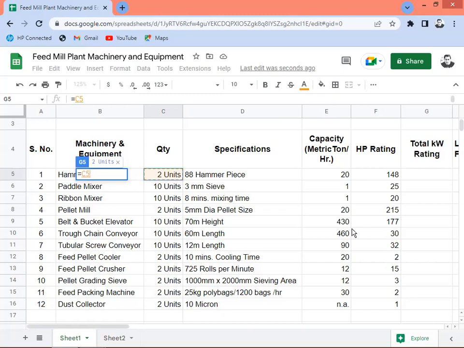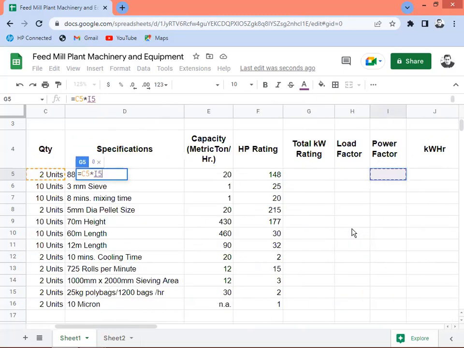And 20 metric tons per hour capacity. Since we're having two units, we're going to double the 20 metric tons per hour rated capacity, and we're also going to double the 148 horsepower rating, multiplied by two units, right? So therefore, we're going to include the quantity here.